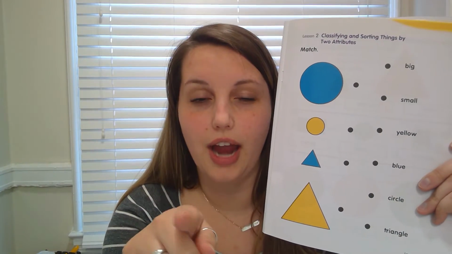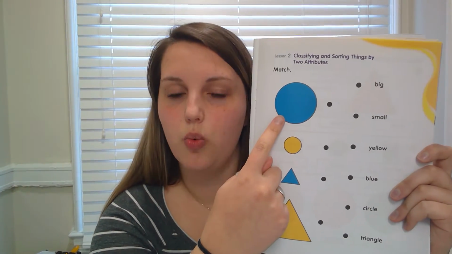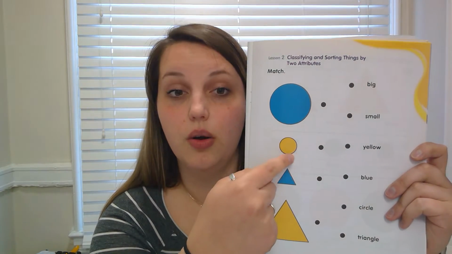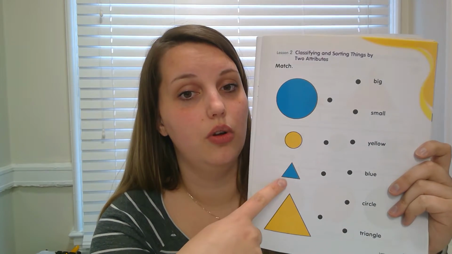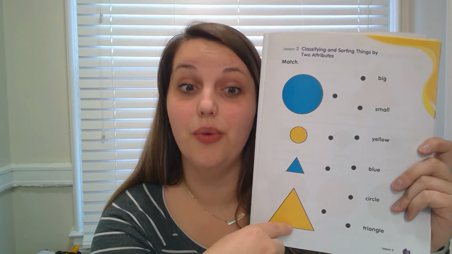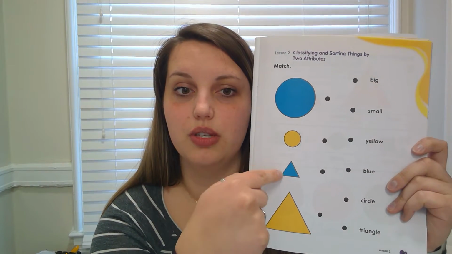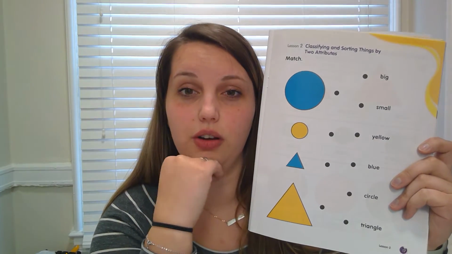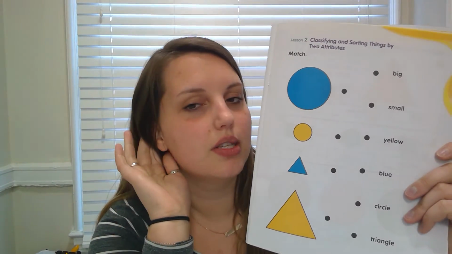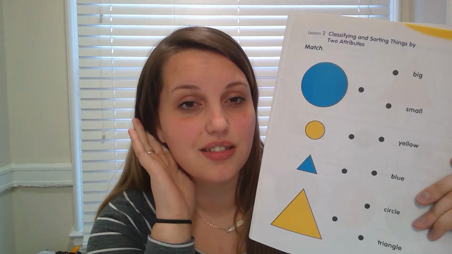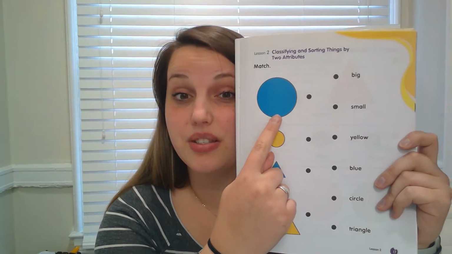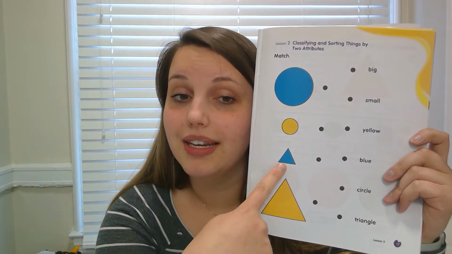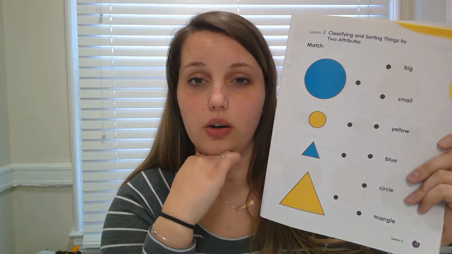Right, oh, I heard a couple. Yeah, one is blue, one is yellow, one is blue, one is yellow. Yeah, we have a blue circle and a blue triangle and a yellow circle and a yellow triangle. I also heard something about size. There's a big circle and a small triangle and a big triangle.